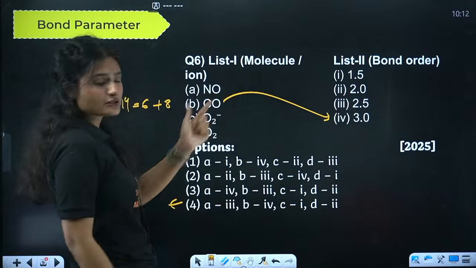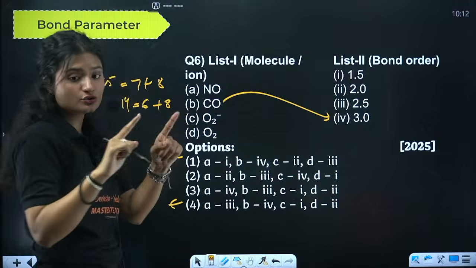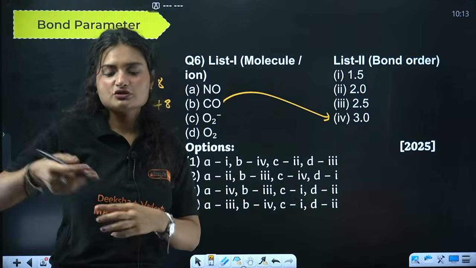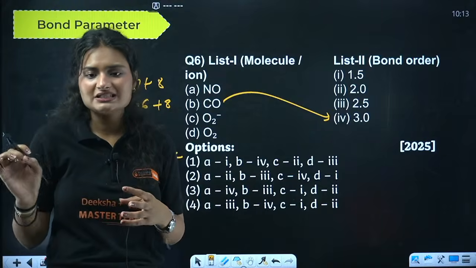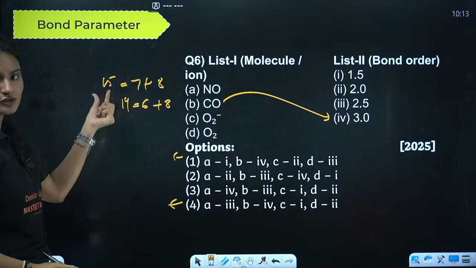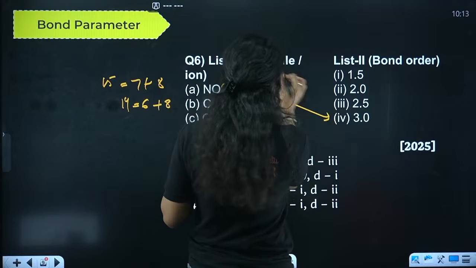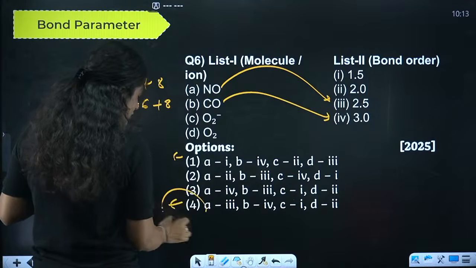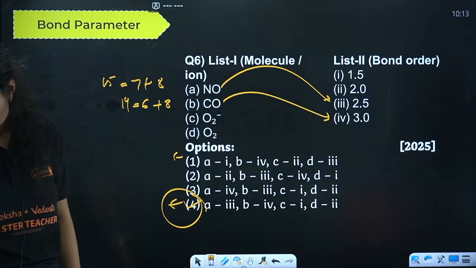NO has how many electrons? 7 plus 8, which is 15 electrons. Again, as I told you, if we increase or decrease the number of electrons, in either case 0.5 is getting subtracted from 3. So here we are adding 1 electron, 14 to 15, so the bond order will be 2.5. So the correct answer is option 4.